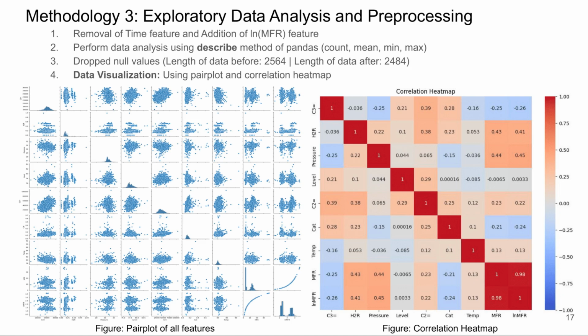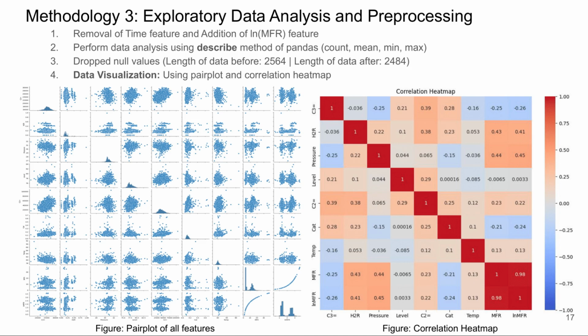Using the describe method of pandas, we analyze the features of the dataset, and then we find the null values in the dataset and drop them. We end up removing 80 rows, and the new length of the dataset is 2484.